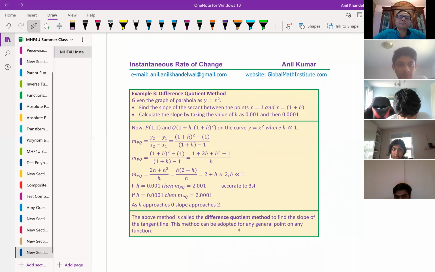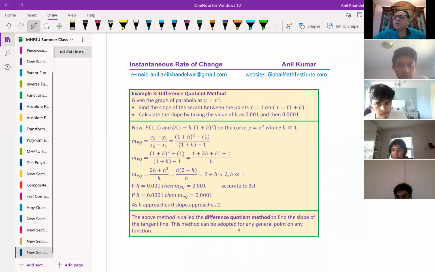Given the graph of parabola as y equals x squared, find the slope of the secant between the points x equals 1 and x equals 1 plus h. Calculate the slope by taking the value of h as 0.001 and then 0.0001.